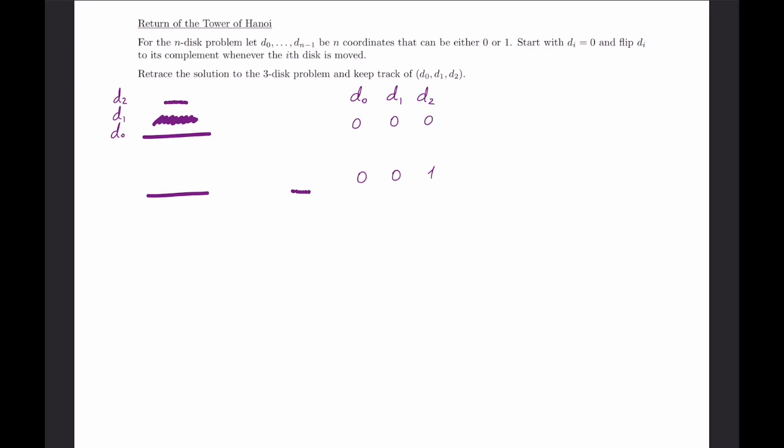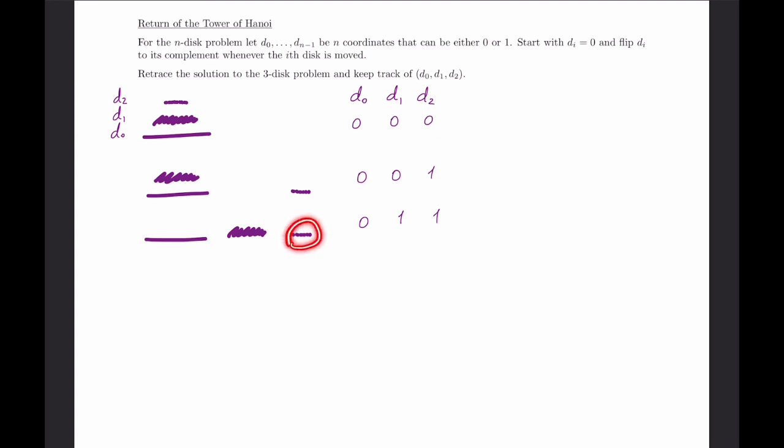Next, I'm going to move the second smallest disk over without touching anything else. So that means the bit that corresponds to the middle disk, D1, is going to get flipped. So it was 0, it's going to become 1.